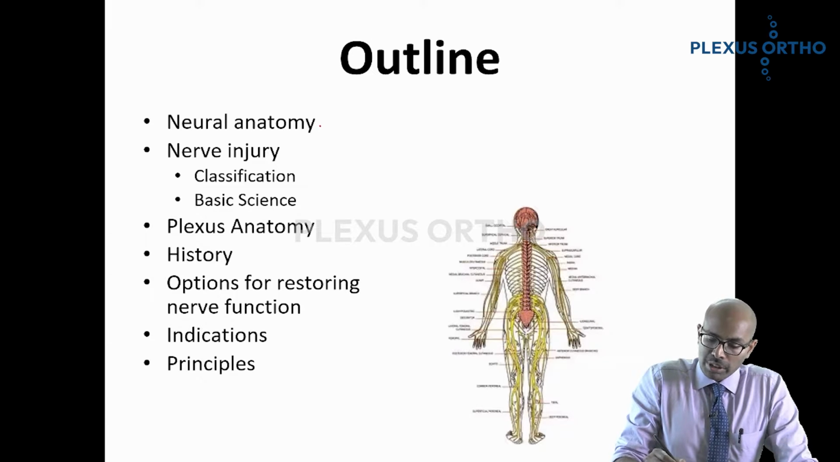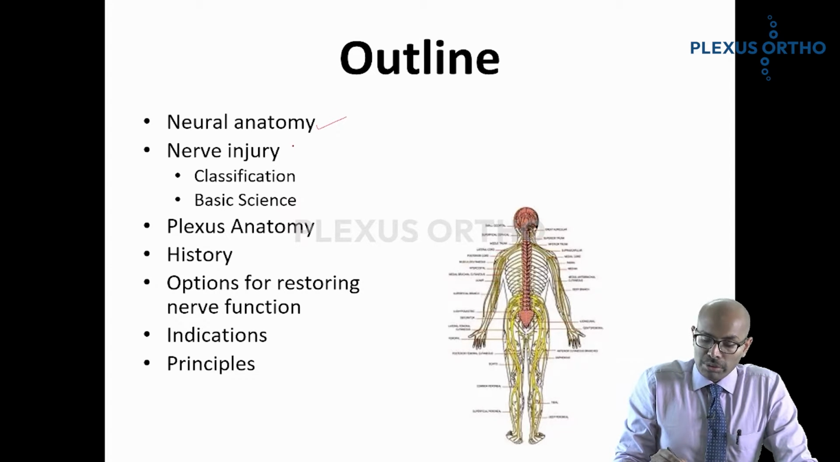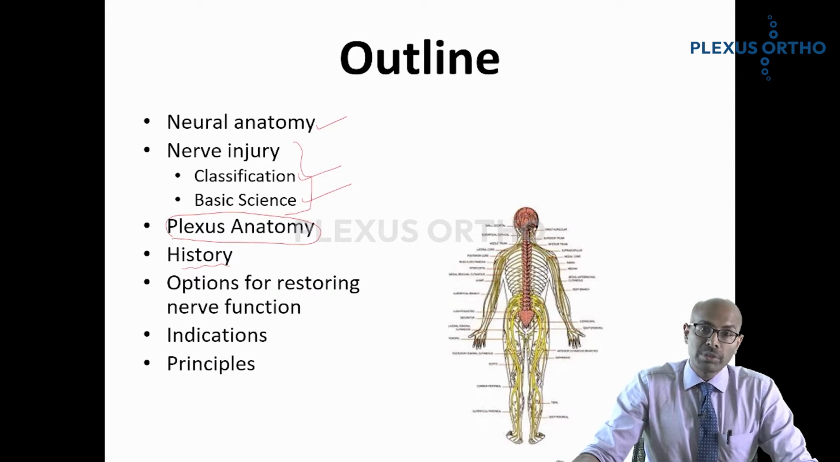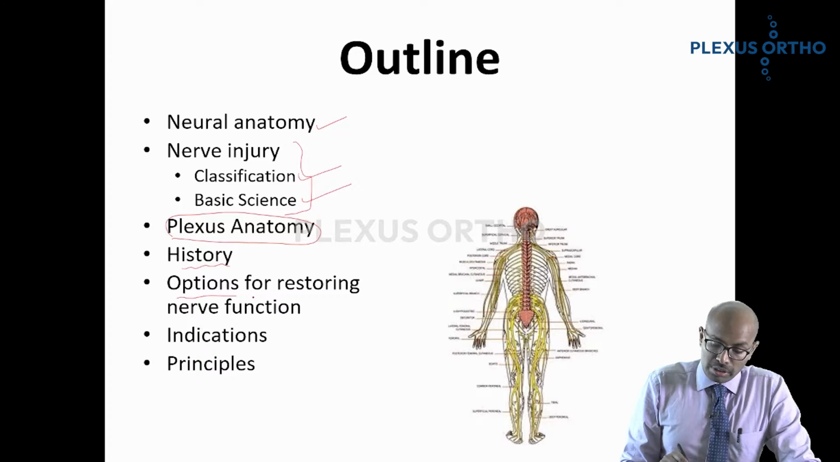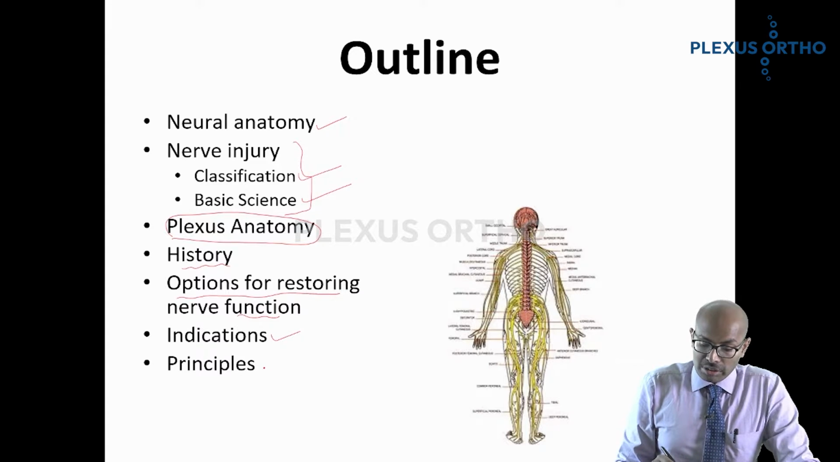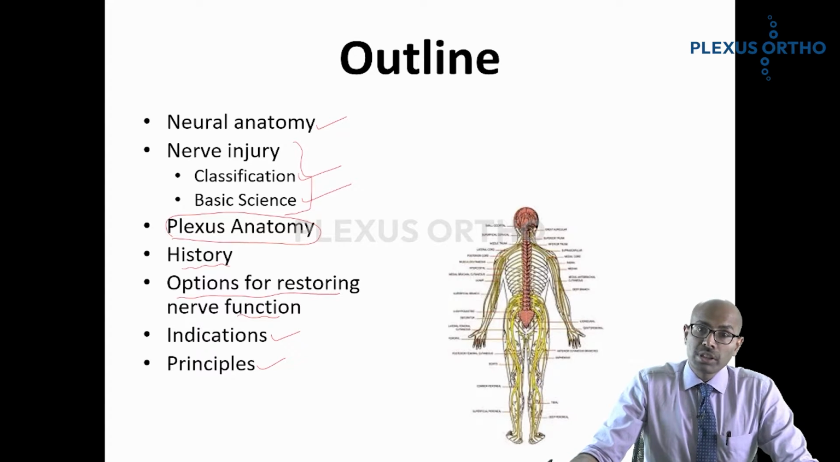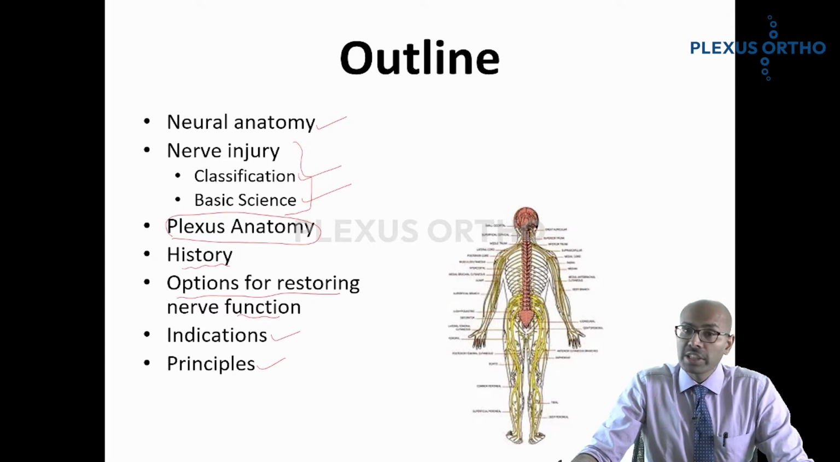So we are going to deal a little bit about neural anatomy. We're going to also discuss nerve injury classification and its basic signs, plexus anatomy, which is very important, a little bit about the history of brachial plexus injuries and their management. A lot has changed over the last 2-3 decades where the management of these injuries has improved considerably and we can do a lot of good things for patients now. Options for restoring nerve function, their indications and principles. So we're going to go through these topics in three different videos. So let's begin with the first part of this presentation, that is anatomy.